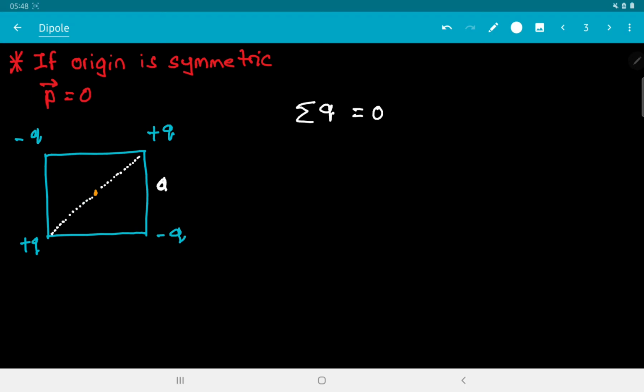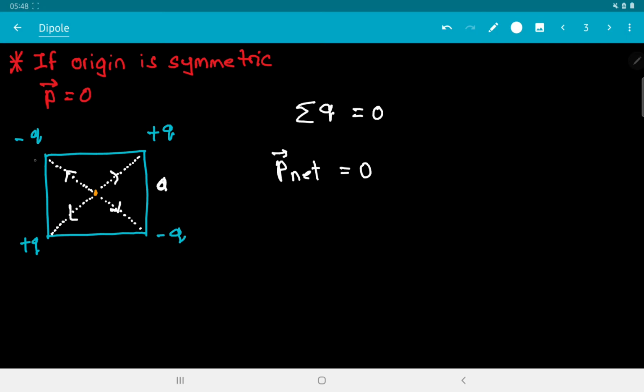This condition is said to be origin symmetrical. That means in opposite directions the same type of charges are present. If I go in this direction, negative charges are present. If I go in this direction, positive charges are present. That means the origin is symmetrical. Therefore, here I can say the net dipole moment is equal to 0.